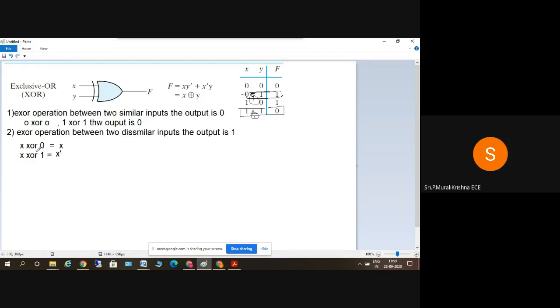So x XOR 1. If one of the inputs of the XOR is equal to 1, I'll get x bar as output. If one of the inputs is equal to 0, the input x is the output here. So if I keep this as 1, so y is 1, then f is equal to x bar. If y is equal to 0, it is equal to x. Getting my point?